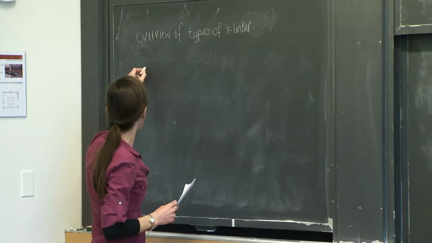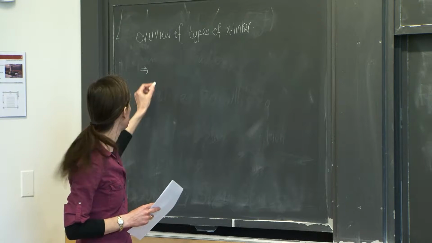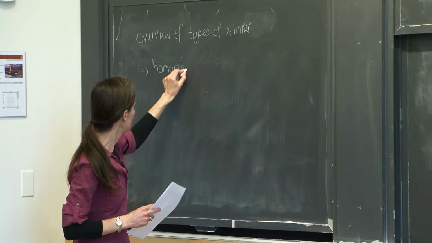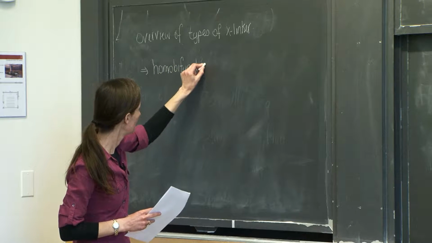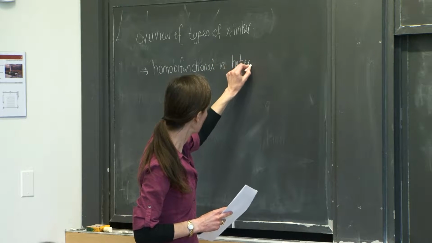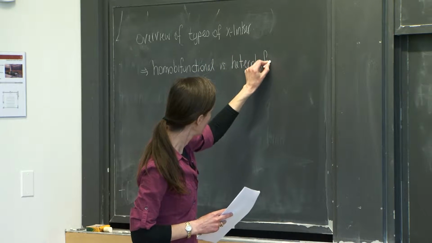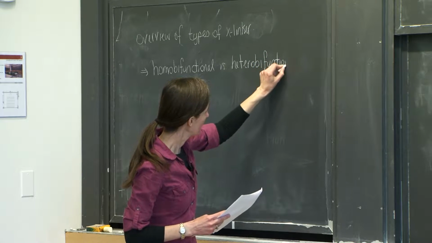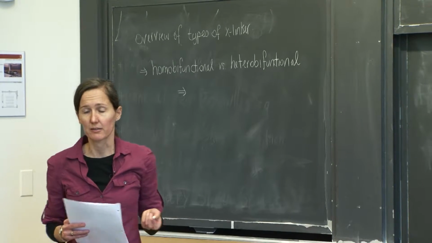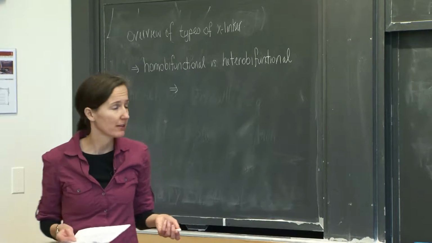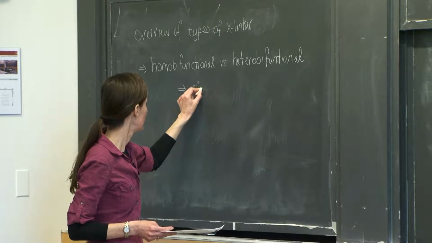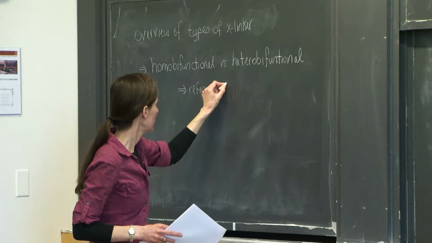Okay, so we just heard the word homo-bifunctional versus hetero-bifunctional. And this refers to the reactive groups. So we need to talk about what types of chemistry is going to be used to do cross-linking. So this refers to reactive groups.